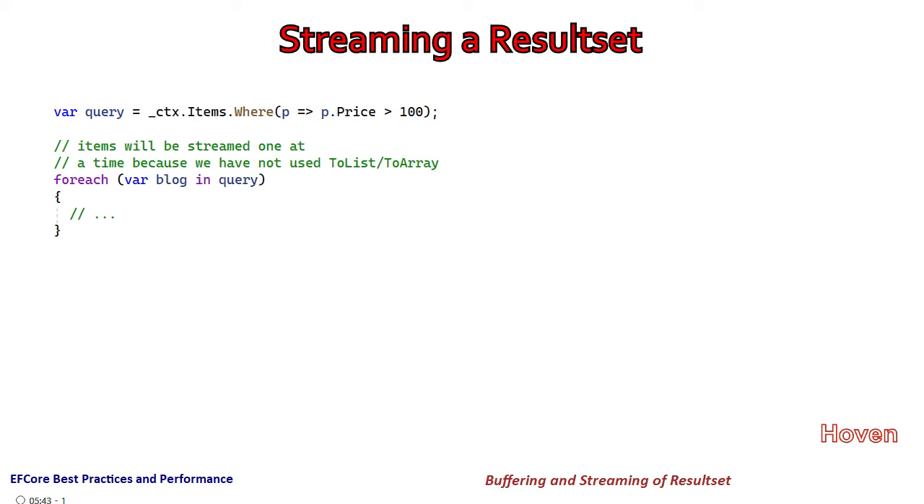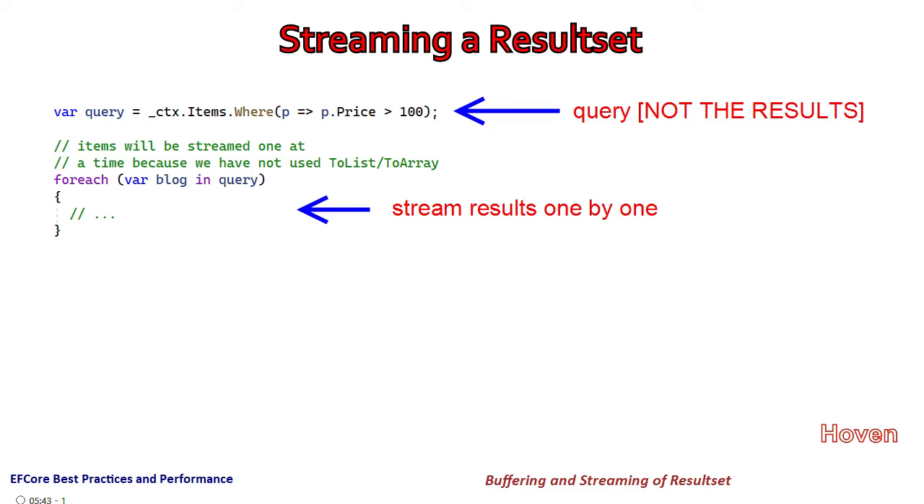Consider this code that will stream the items one by one. The query identifier obtains an IQueryable by using the where operator. The foreach loop streams each item one by one. This will be very efficient if the number of items is very large.